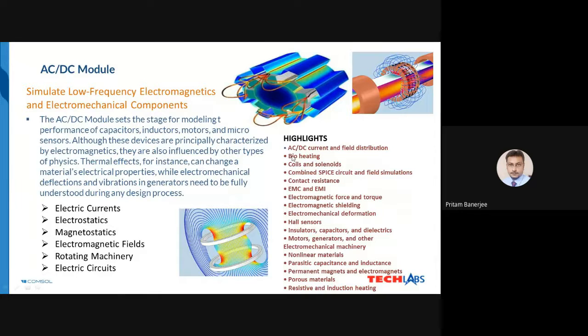Like in the highlights I have mentioned, what all applications could be designed using your ACDC module: ACDC current and field distribution modeling, bioheating, hall effect sensors, motors, generators, and other electromechanical machineries, nonlinear materials, porous materials, electromagnetic shields, electromagnetic force and torque calculation and designing, EMC and EMI, contact resistance, coils and solenoids. These will be the applications of the ACDC module. By using the ACDC module, these kinds of application structures could be designed.